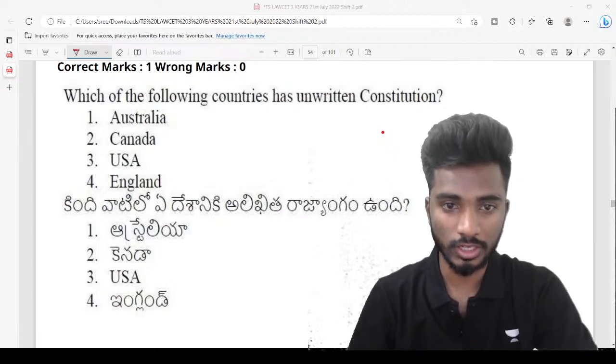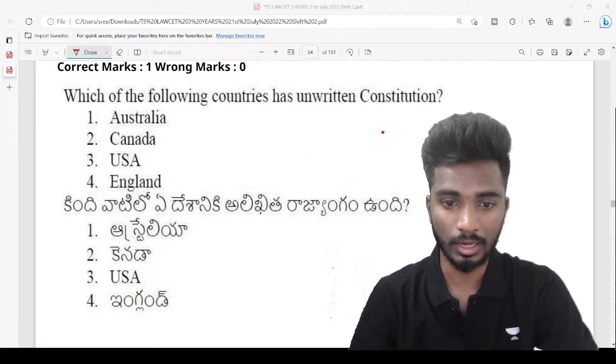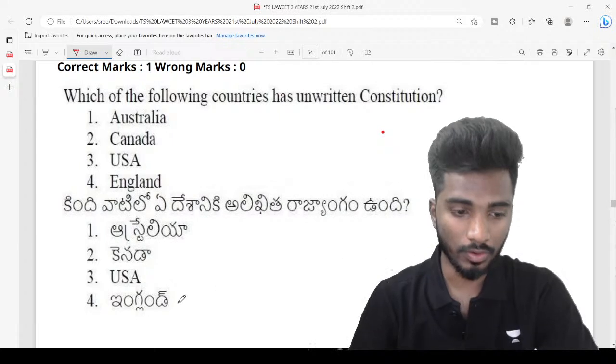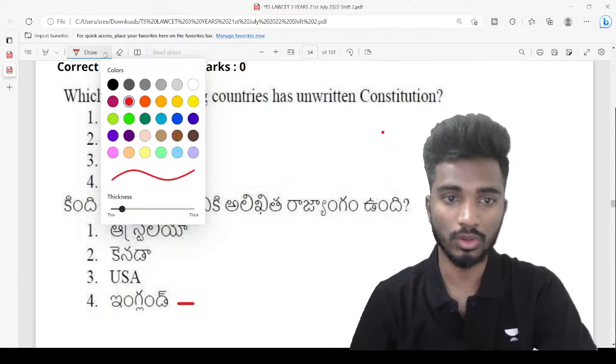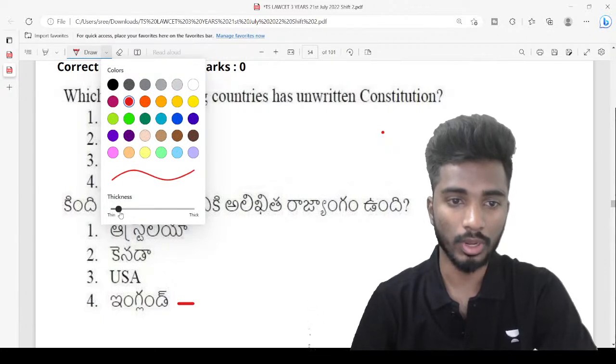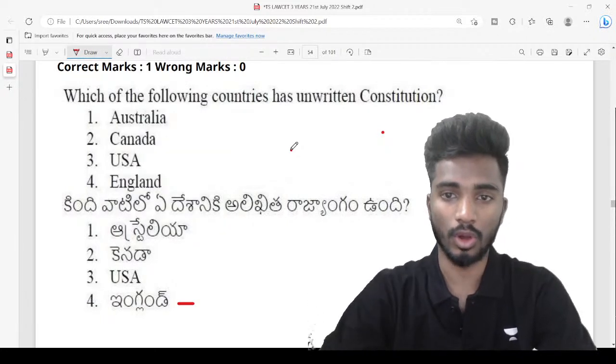Excellent. So the answer is 4. That is England. So England has an unwritten constitution. Okay. So what do you mean by unwritten constitution? So in an unwritten constitution, there is no proper written legal document.